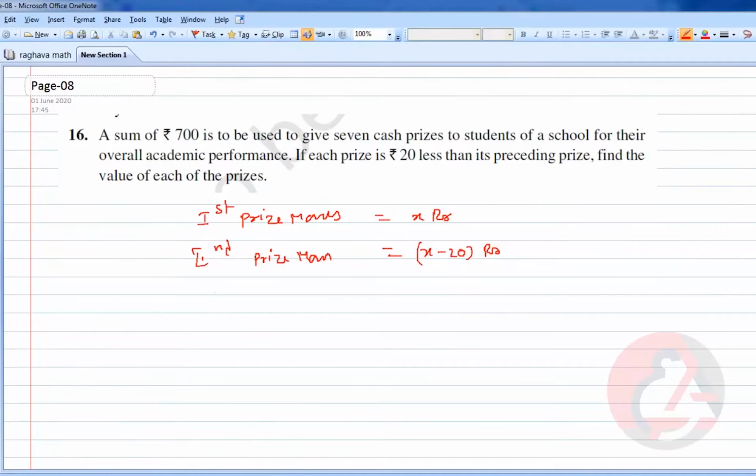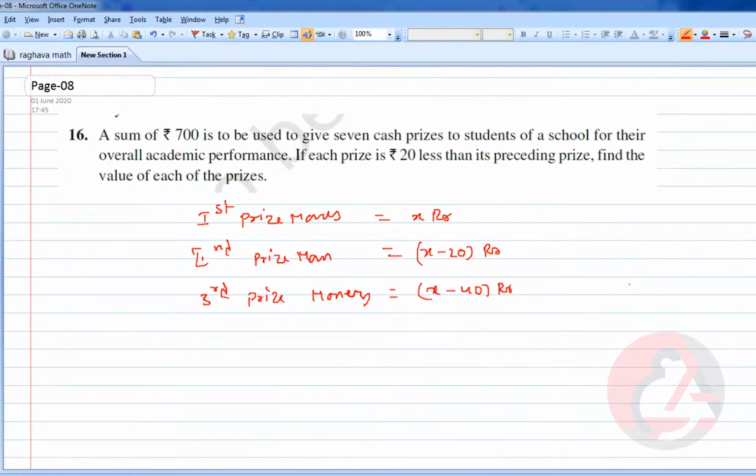Third prize money: X minus 20 minus 20, that is X minus 40 rupees. So like this, if you decrease 20 rupees each time, only a maximum number of prizes can be given. You can't give so many prizes to each and every one. So how many prizes can you give? Find the value of each of the prizes.